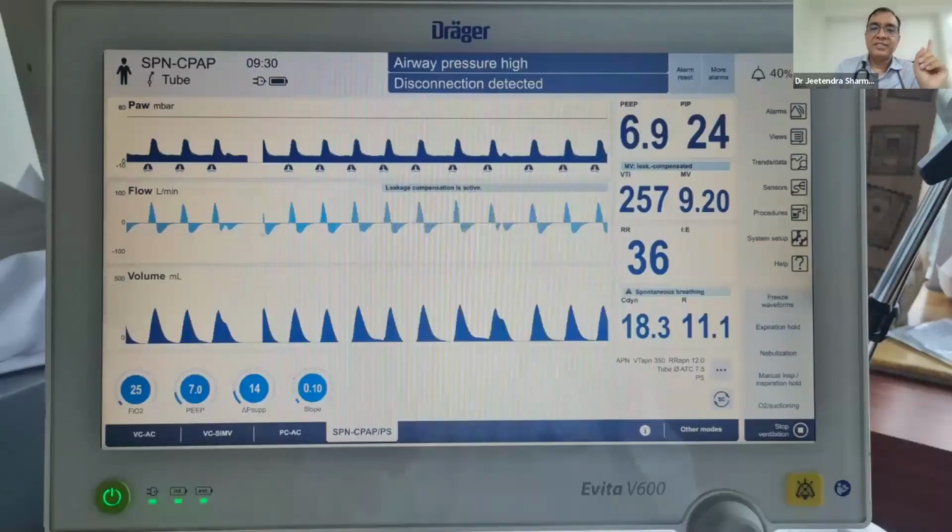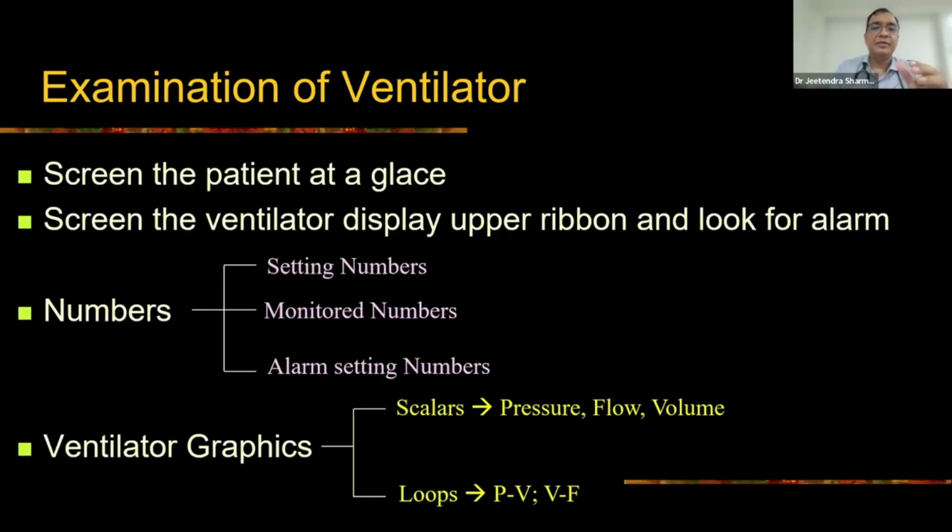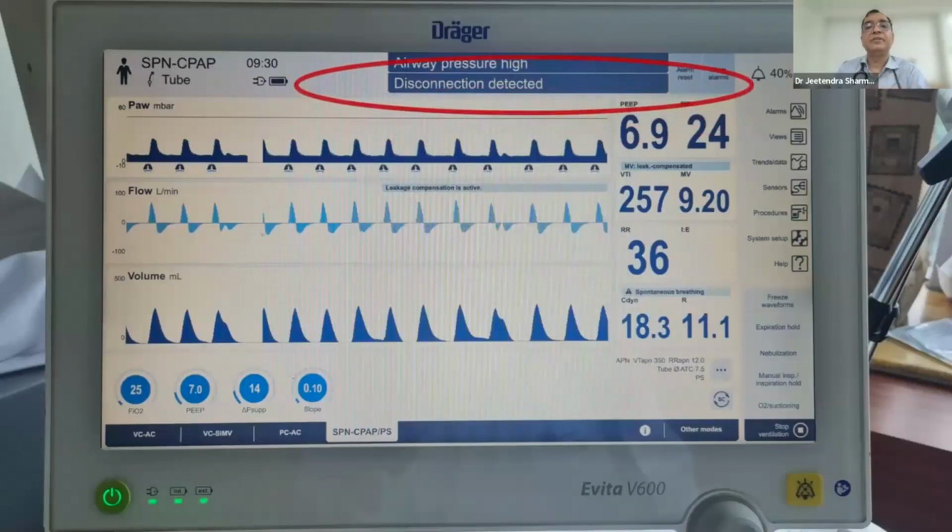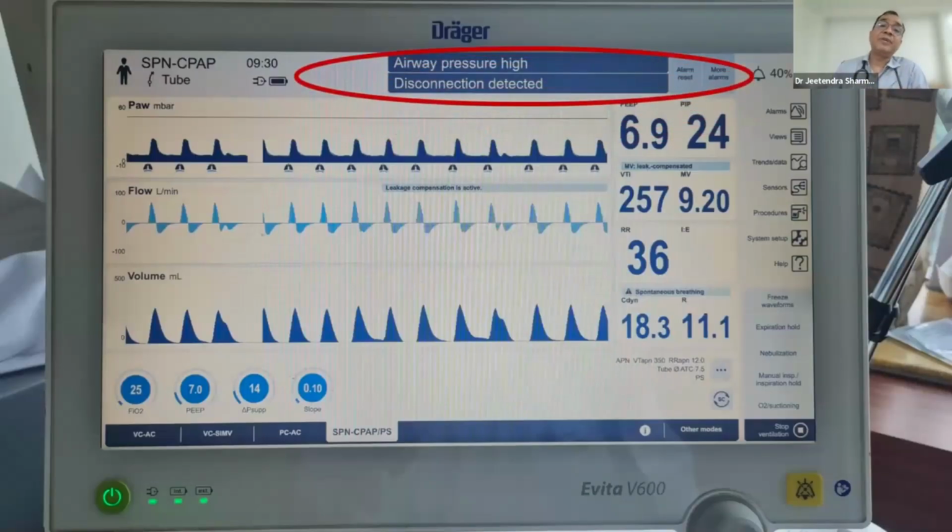So in this first part, the screen, the ventilator, the patient at a glance, you can see the upper part. I am talking about this upper part. You see here airway pressure high, disconnection detected. Different ventilators have different provisions. Either it is an active alarm, so there may be color coding and an audible alarm, or if it's not active, it means it happened, it was corrected, but nobody has reset it. It means it happened at some point of time, so you have some idea about what's going on.